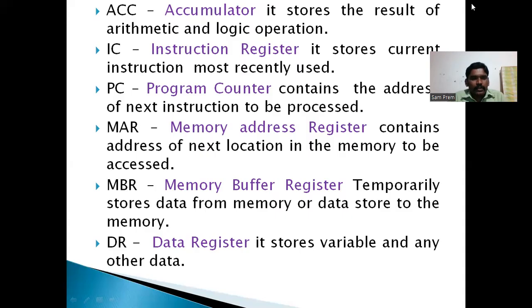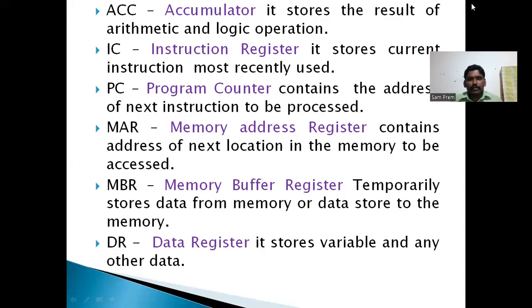And also IR. IR is nothing but an instruction register. It stores the current instruction most recently used. That means the currently executing instruction will be stored in this register IR. And also the program counter. It contains the address of the next instruction to be executed. While one instruction is currently executing in the processor, after that we have to execute another instruction. The next instruction's memory location is stored in the program counter.